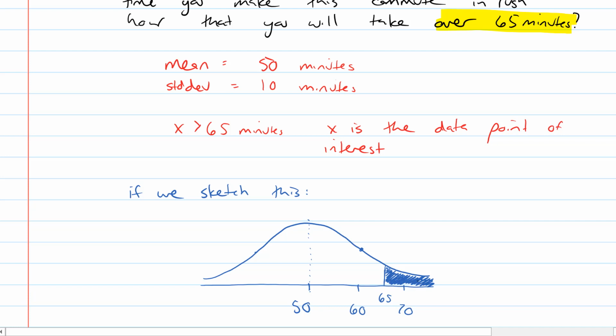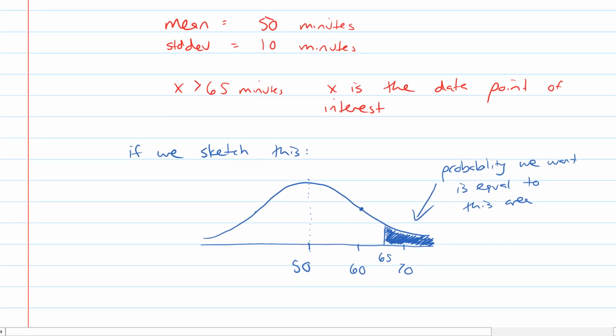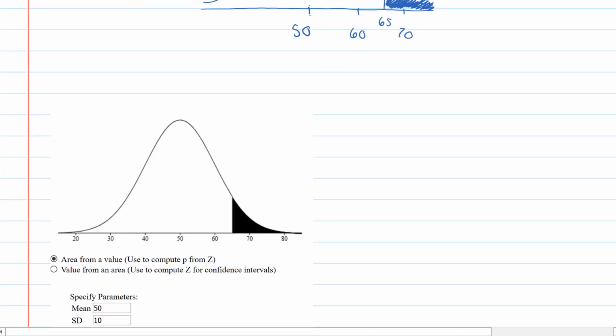Now we're going to use the online tool to calculate it, but we're just going to make a note that the probability we want is equal to this area. And we can see that the area is pretty small. So let's go ahead and look at our screenshot here.